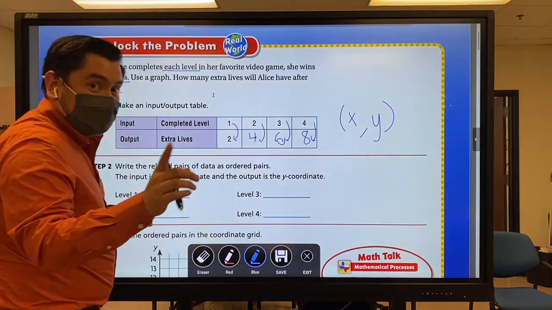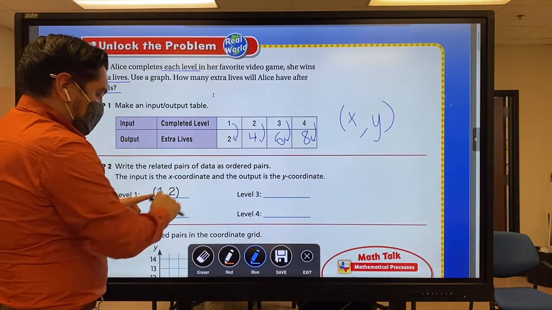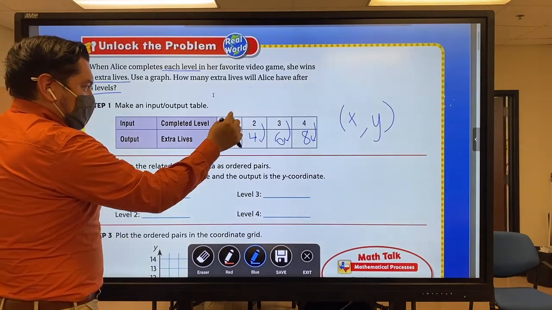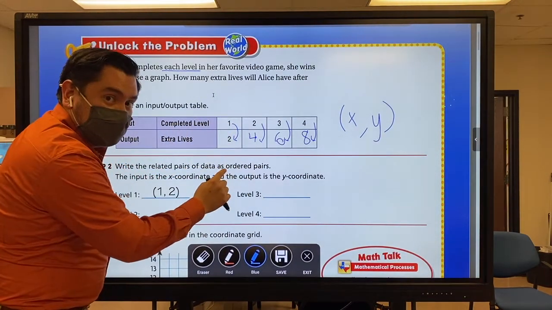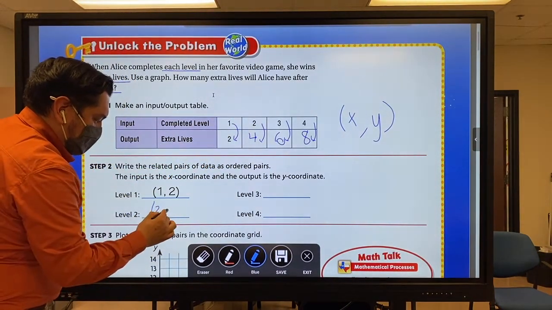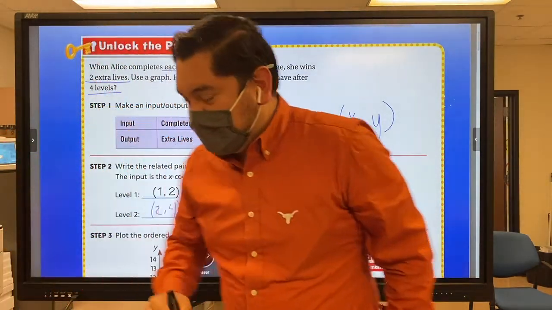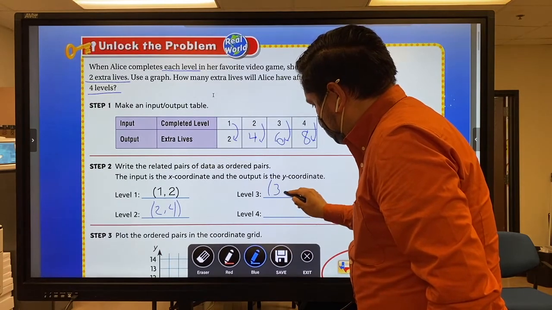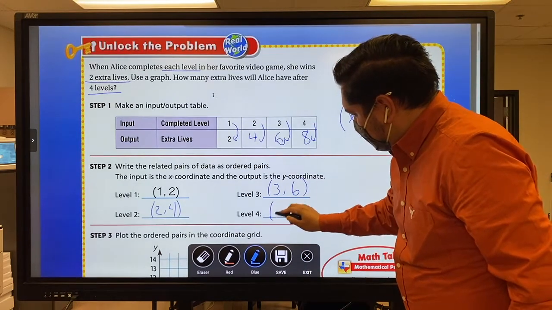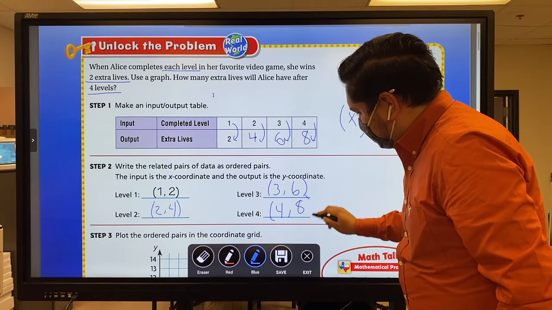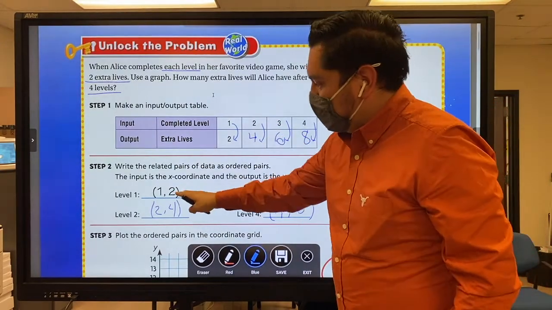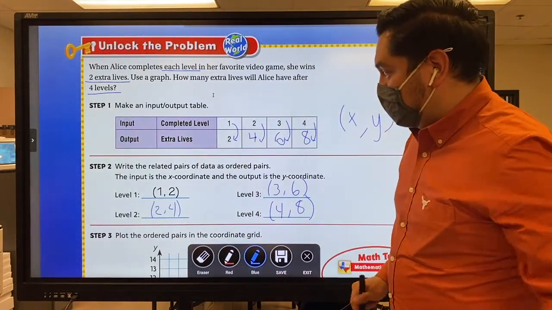So for example, here, I already got my first one, 1, 2, which means the input, whenever you get one completed level, you're gonna get two extra lives. Now, for level two, 2, 4, you're gonna get four lives. And you continue. 3, 6, and then next, 4, 8. This part is fundamental to figuring out what your coordinates, your ordered pairs, are.